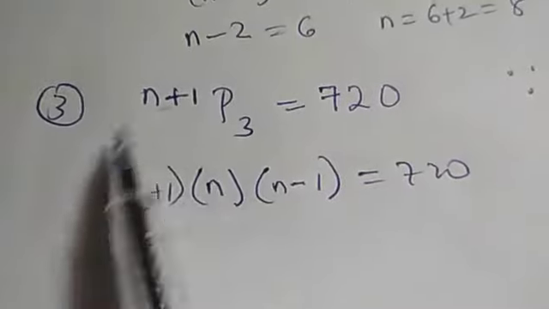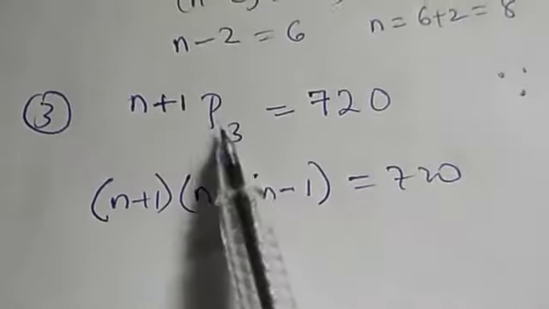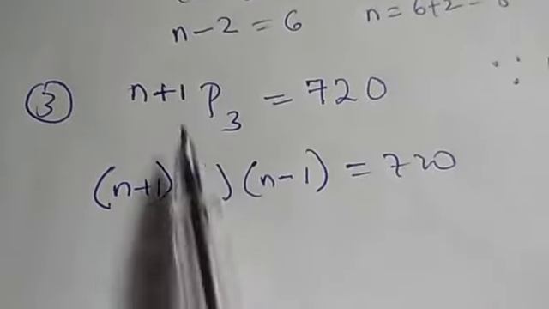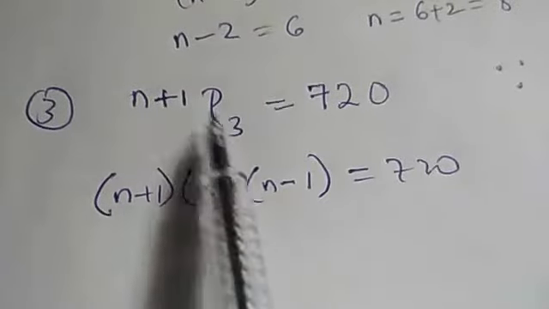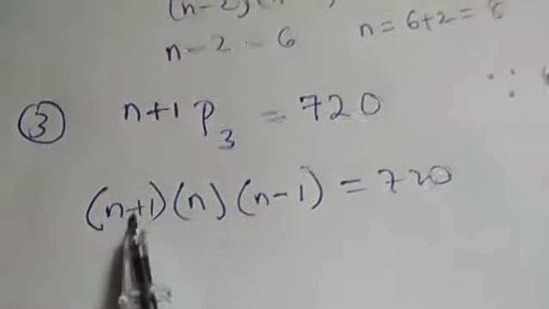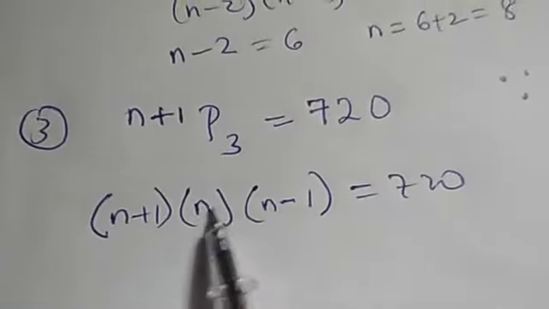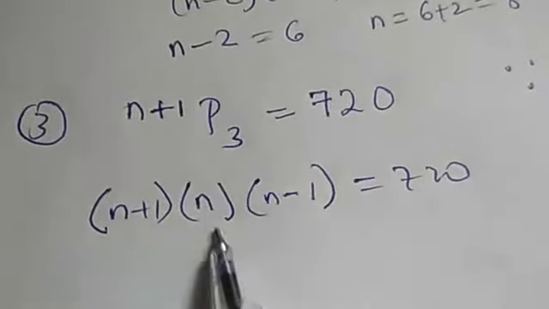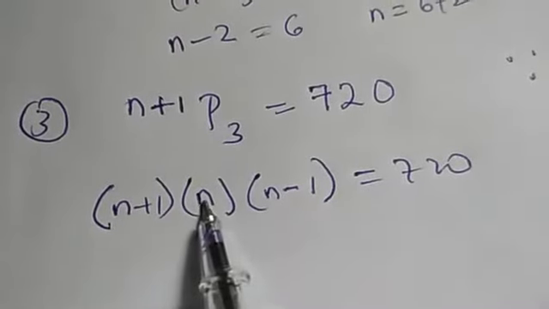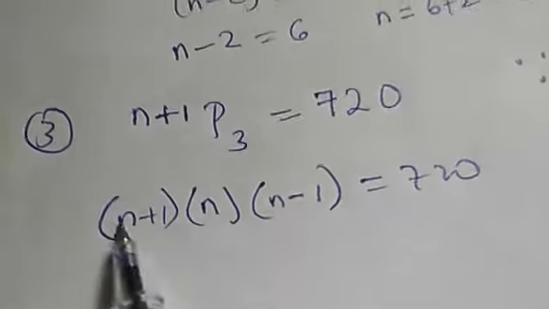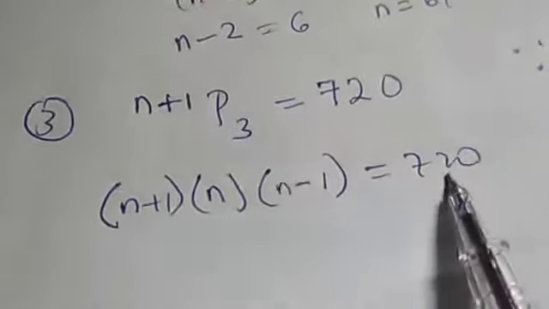Let's consider another example. n plus 1 permutation 3 equal to 720. That is, we reduce n plus 1 up to the third number. If I am going to reduce n plus 1 to the third number, I will first start with n plus 1. It will be reduced by 1. This one will remain n. And this n will be reduced by 1 again, that is minus 1. So we have it in 3 places. This is permutation 3 is equal to 720.